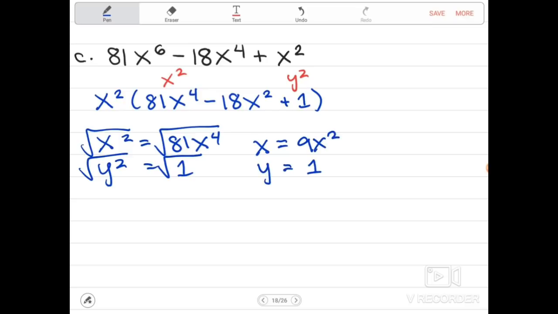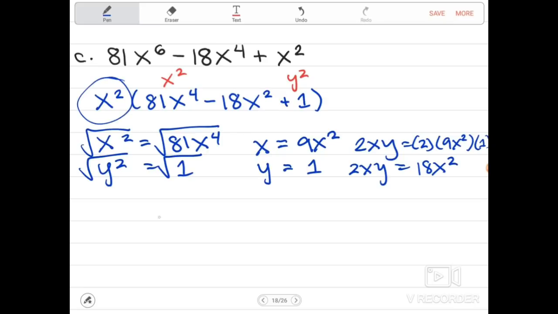Then, middle term, 2xy. So, 2xy. 2 times, ano yung x natin? 9x squared. Ano yung y? 1. So, 2xy is equal to 18x squared. So, siya rin yung gitna. So, pwede si perfect square trinomial. Huwag natin kalimutan yung common monomial kanina ha. So, x squared, that is 9x squared. Dahil minus ulit siya, so minus. So, 9x squared minus 1 squared.